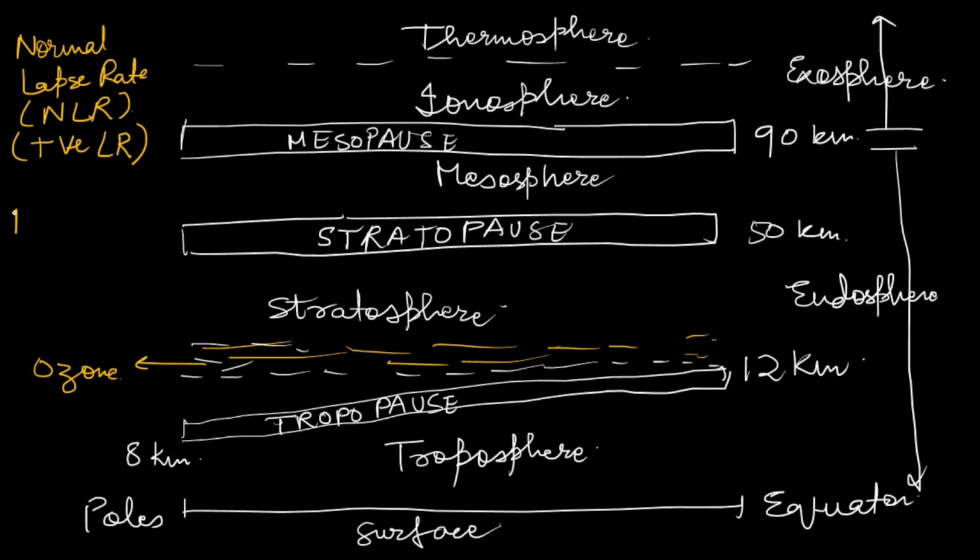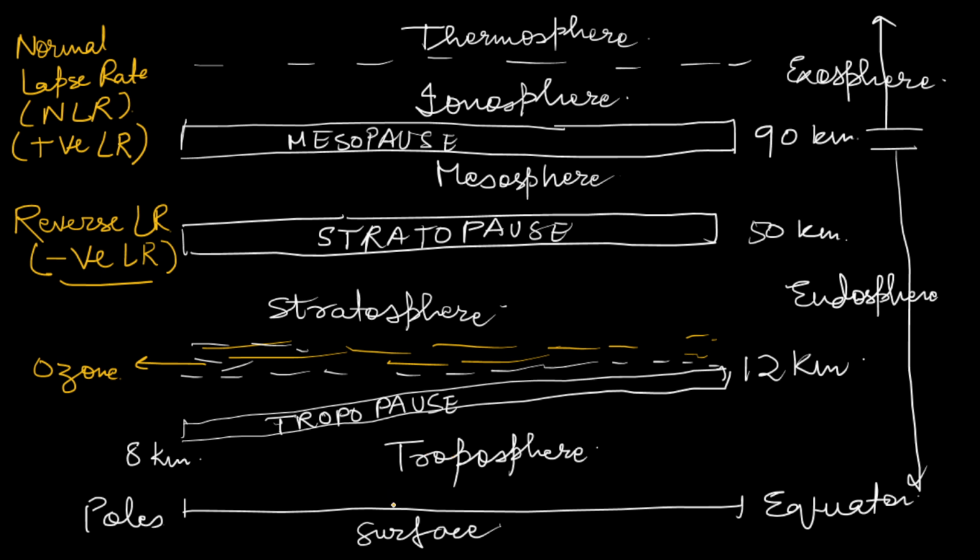But just opposite of it, we have reverse lapse rate. That is, when you go higher in altitude, the temperature will increase. It is also known as negative lapse rate. So in normal lapse rate, with increasing altitude there is a decrease in temperature, but in reverse lapse rate it is just opposite: with increasing altitude, there is an increase in temperature. So we should understand that here.